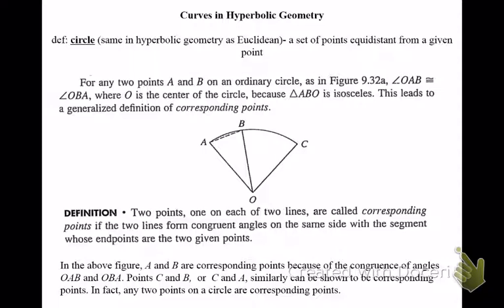For any two points A and B on an ordinary circle, angle AOB and angle OBA are congruent, where O is the center of the circle. That's because AO and BO, we know these are radii, right? The radii are congruent, so that's an isosceles triangle. The base angles would be congruent.